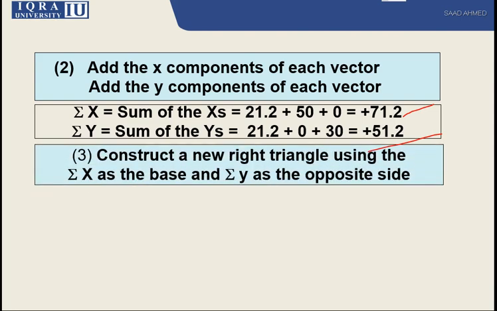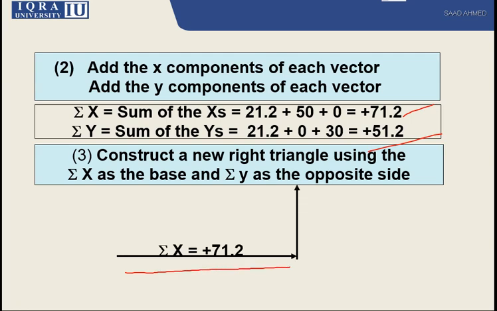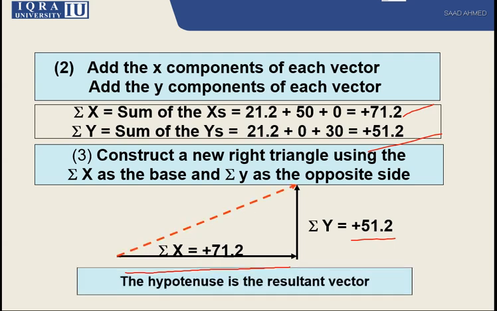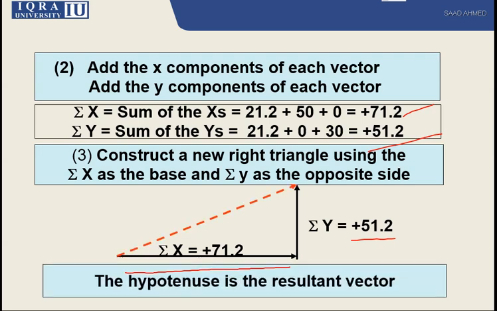Construct a new right triangle using summation x as the base and summation y as the opposite side. So let's do it. This is summation x, the magnitude is 71.2 and the direction is on the right side. This is summation y, that is 51.2 and 90 degrees. This is the hypotenuse, the resultant vector shown here in red.